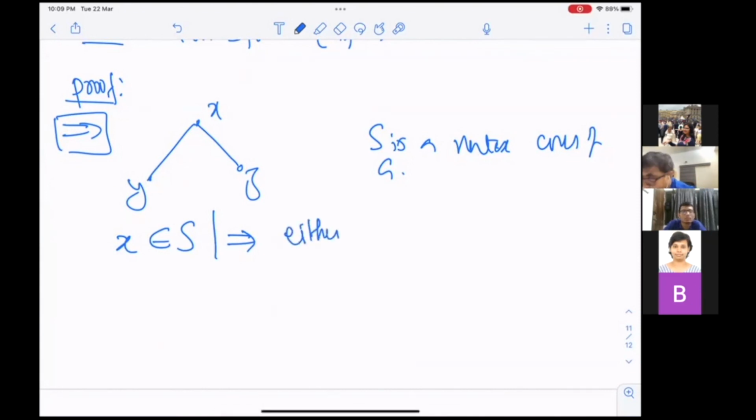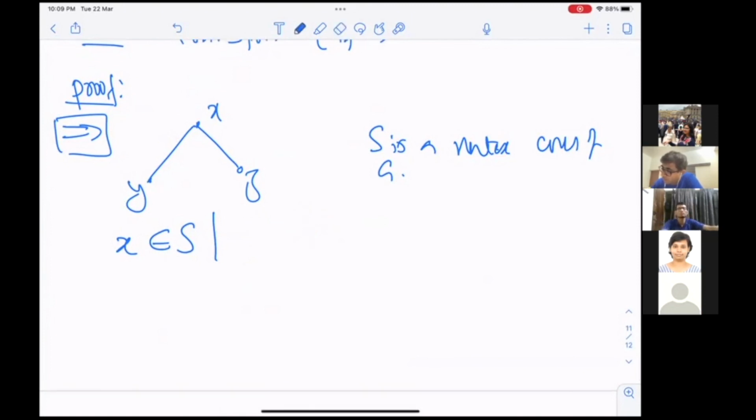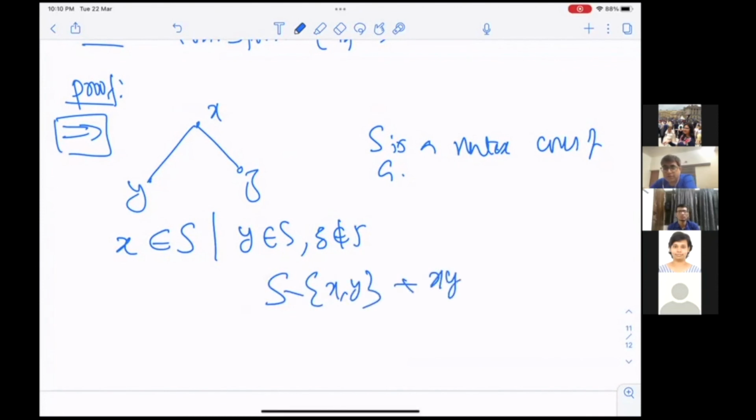Either both do not belong to S. Right? So let's look at the case when X belongs to S and Y comma Z does not. Okay, let's say, I don't know what is easy, Y belongs to S, Z does not belong to S. Suppose this is the case. How will we handle this? This is easy, no? Right? You do S minus X plus YZ. Sorry.